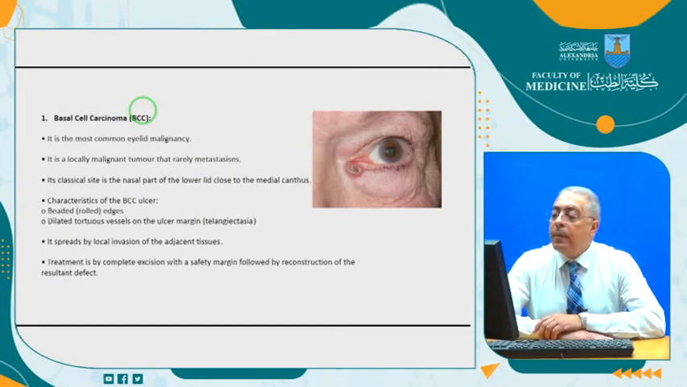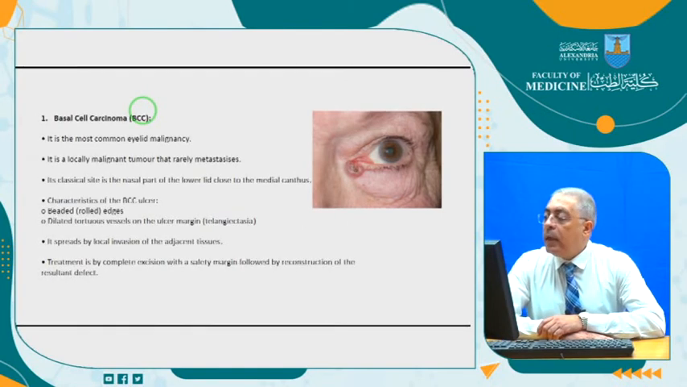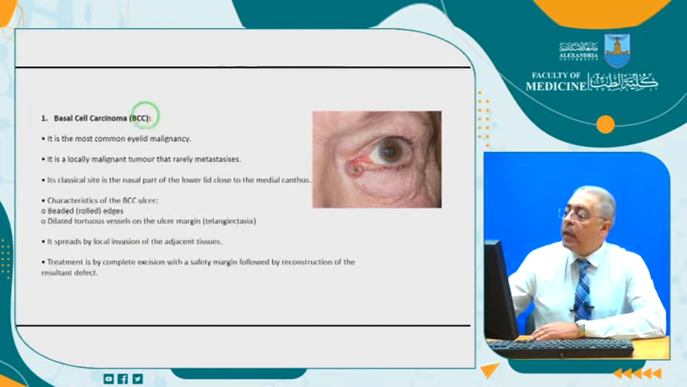The most common is the basal cell carcinoma. It's the most common eyelid malignancy. It is a locally malignant tumor that rarely metastasizes. It spreads locally and may cause local destruction and may extend, if left untreated, to the nasal bones, the sinuses, or even behind the globe. The classic site is the nasal part of the lower eyelid close to the medial canthus, but it can occur anywhere around the eyelid, but this is the most common site.